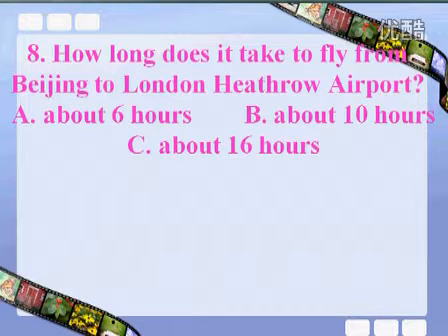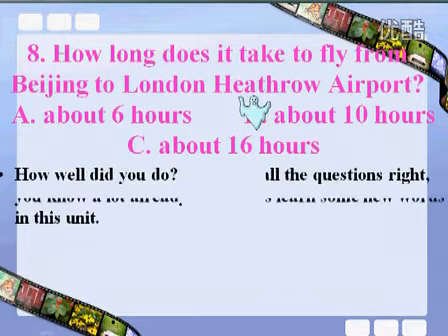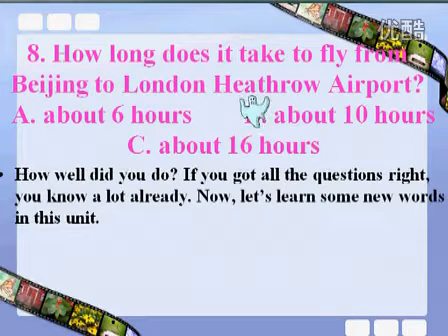How long does it take to fly from Beijing to London Heathrow Airport? Maybe A, about 6 hours, B, about 10 hours, C, about 16 hours. Now, if some students have been to UK, maybe you have been to London Heathrow Airport, maybe you will know this, about 10 hours. Okay. Now, how did you do? Maybe some students have got the exact answer. If you got the question right, you know a lot.